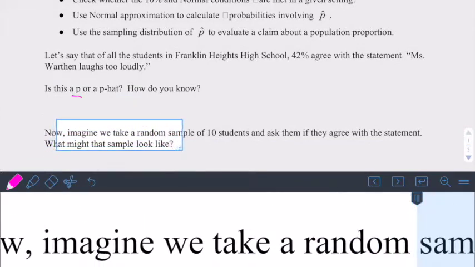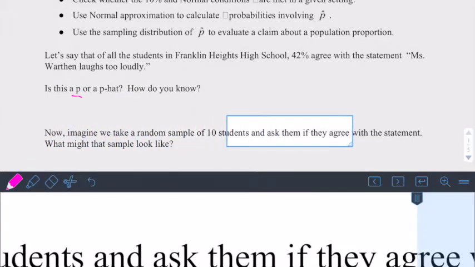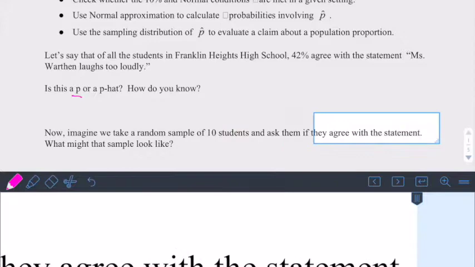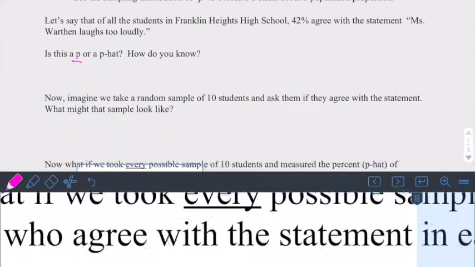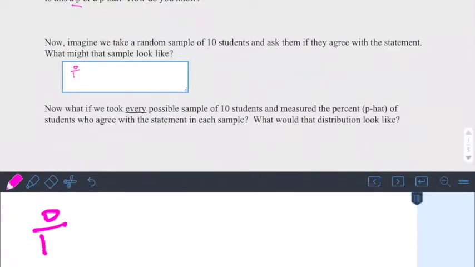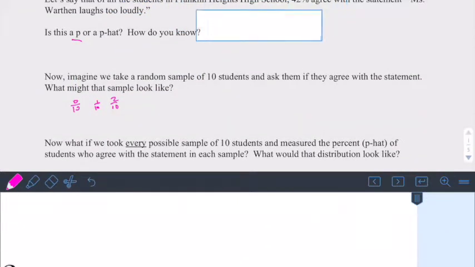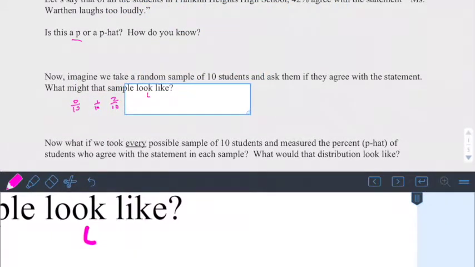Now imagine we take a random sample of 10 students and ask them if they agree with the statement. What might that sample look like? We could get 0 out of 10 that agree, 1 out of 10, 2 out of 10, could look like any of that. Maybe, since 42%, we would get something more like 4 out of 10 or 5 out of 10 students, maybe even 3 out of 10. Those would all be likely.